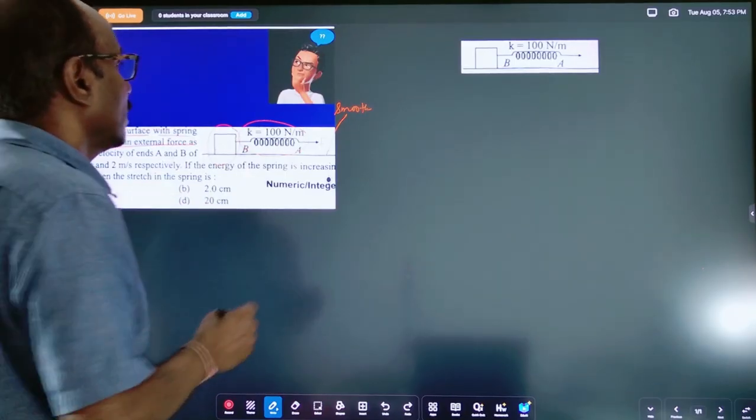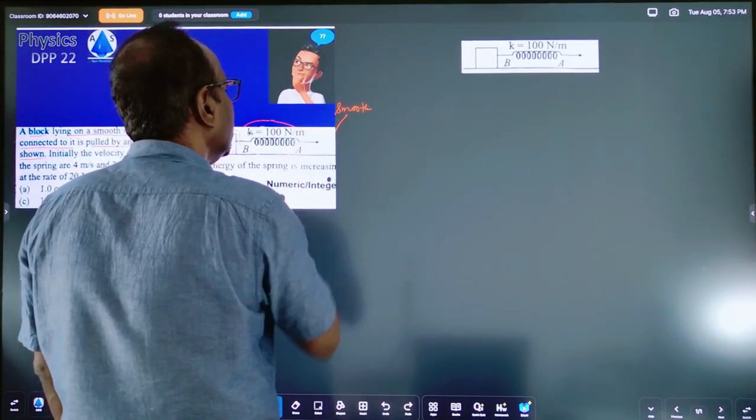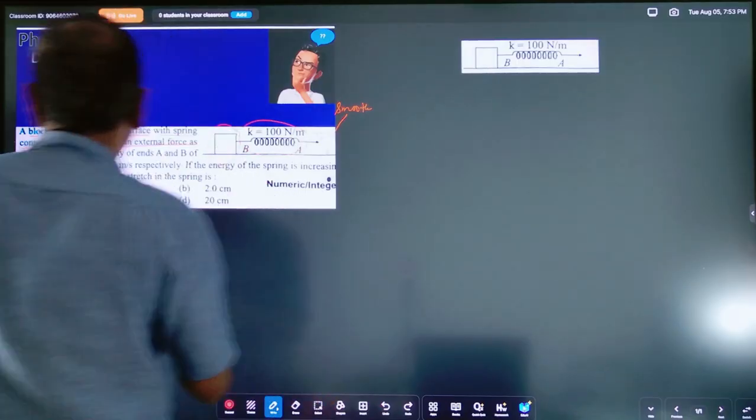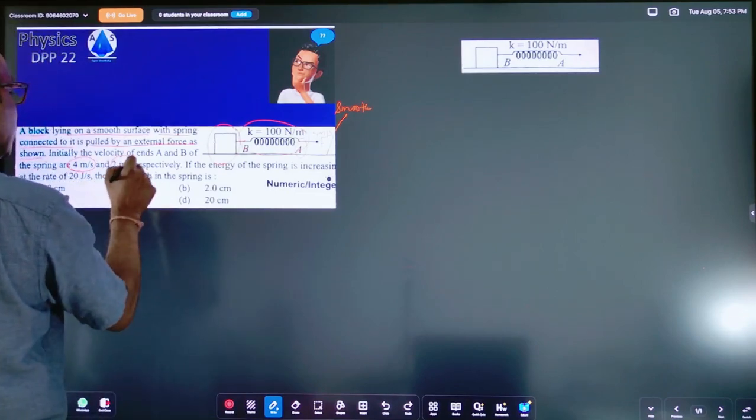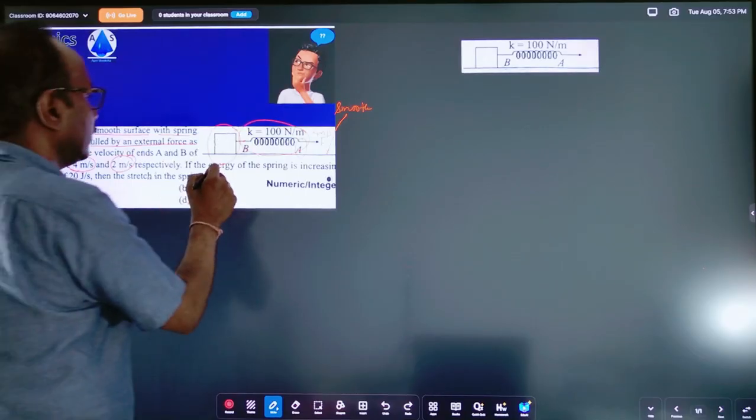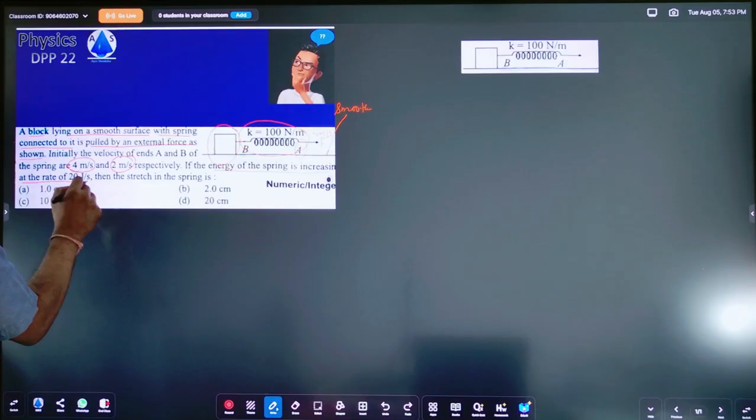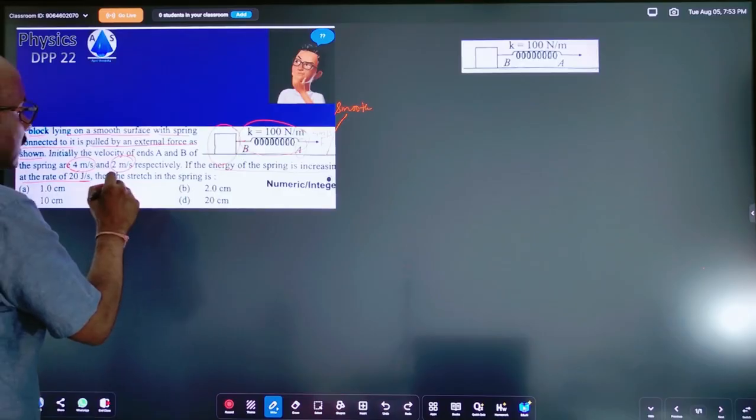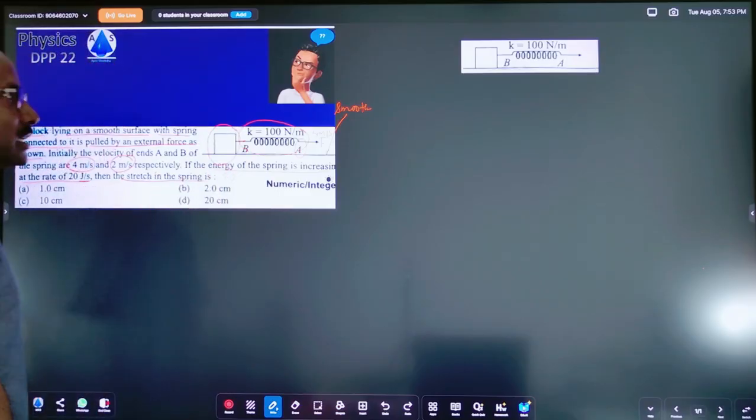At an instant, the velocity of point A is 4 meter per second as per the question, and for point B, 2 meter per second. Another given information is that the energy of the spring is increasing at the rate of 20 joule per second. Then the stretch in the spring is what? This we have to find out and select the correct option.